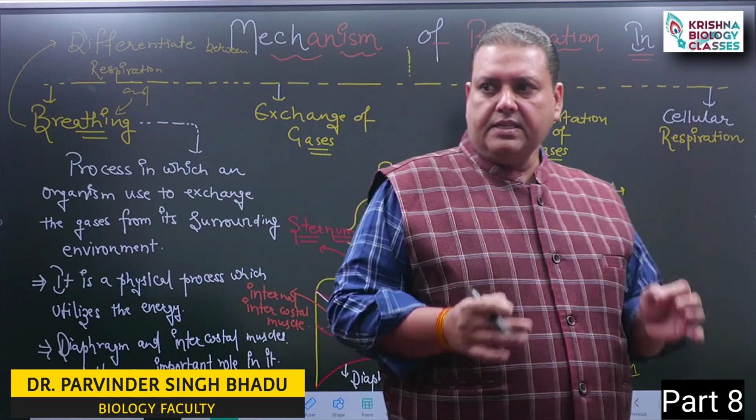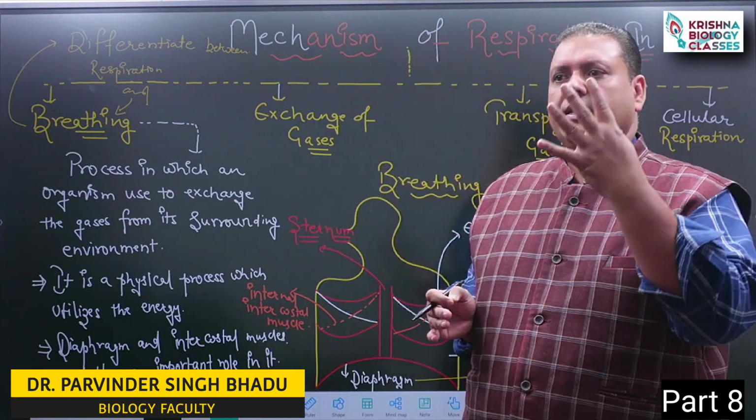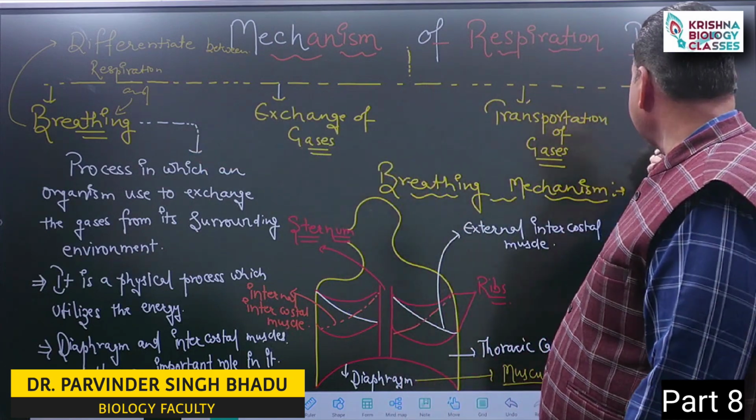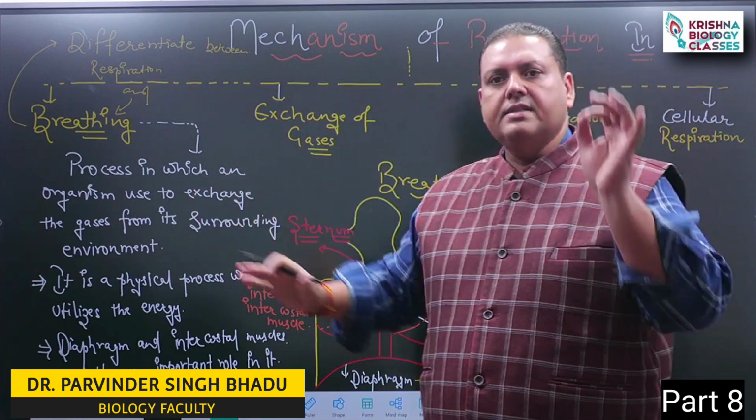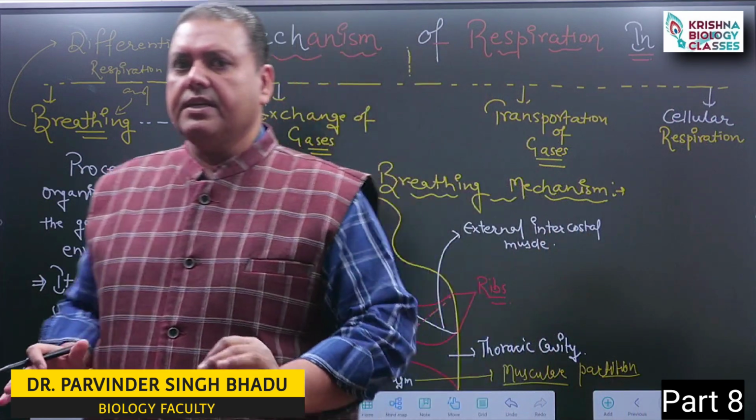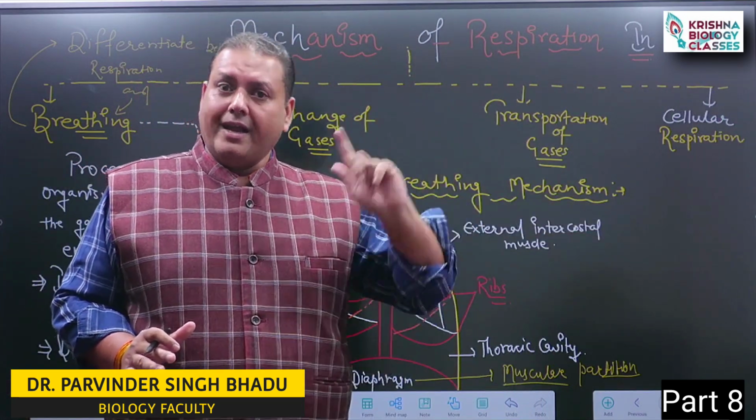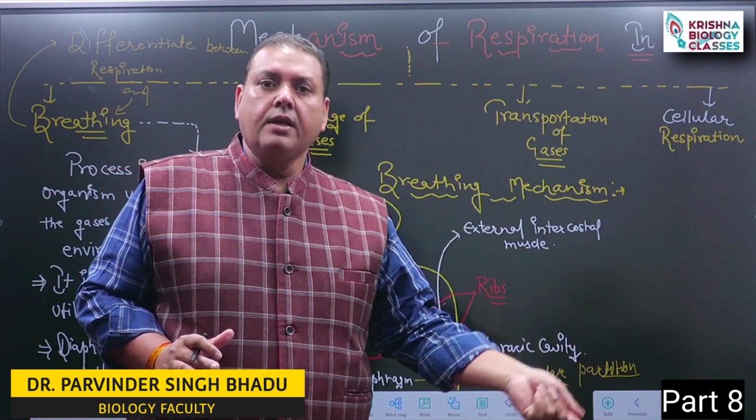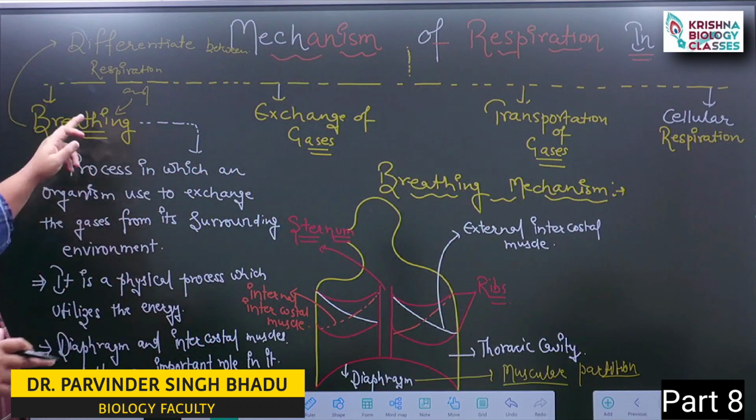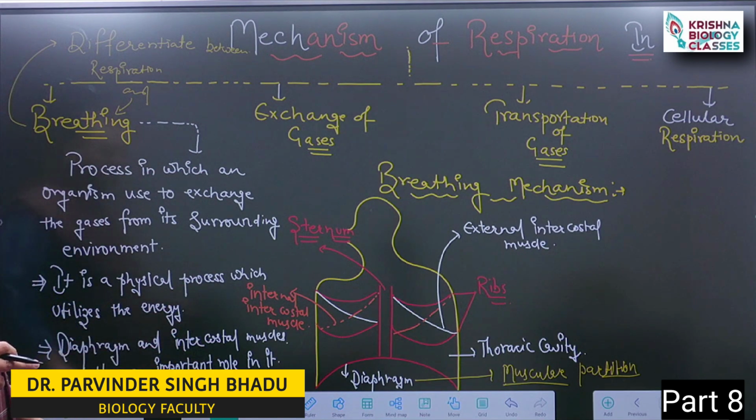So first step to understand the mechanism of breathing, we need to remember there are 4 steps: breathing, exchange of gases, transportation and cellular. Breathing is a physical process. You need to differentiate between breathing and respiration. Respiration biochemical है, breathing physical है. Respiration releases the energy, breathing utilizes the energy. ठीक है? Breathing used to take place with the help of intercostal muscles and diaphragm.